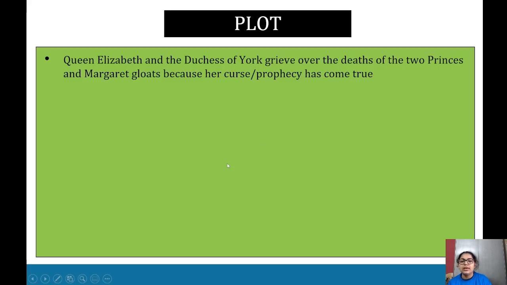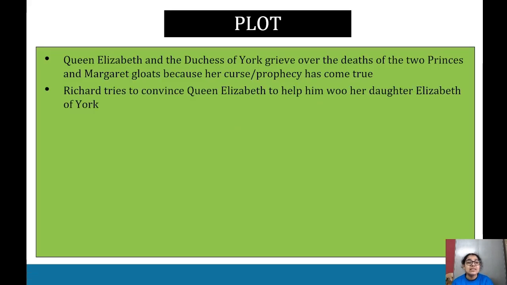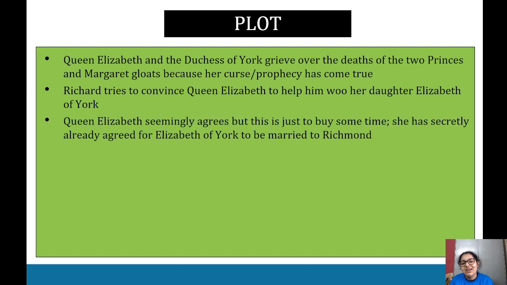There we go. Yep, so her curse is coming true. Richard tries to convince Queen Elizabeth to help him woo her daughter Elizabeth of York. Now, Queen Elizabeth seemingly agrees, but that's just to buy her time, because she knows that the guy has claimed that her sons are not legitimate. They don't have access to the throne. He's taken them away. She's just buying time here, luckily.